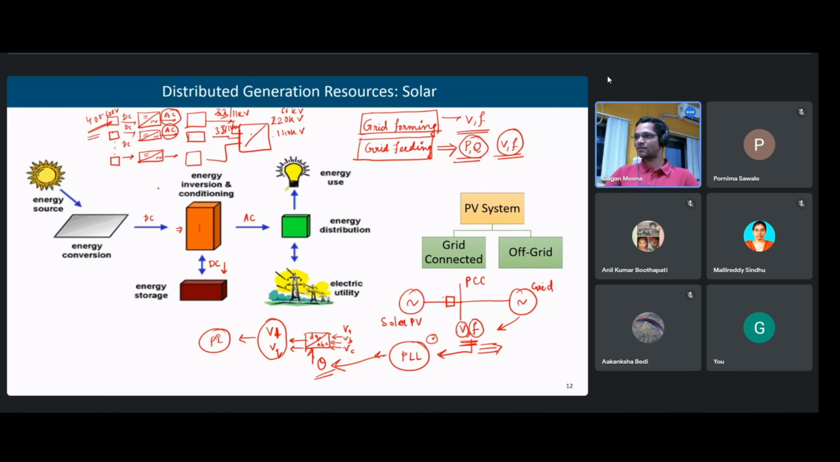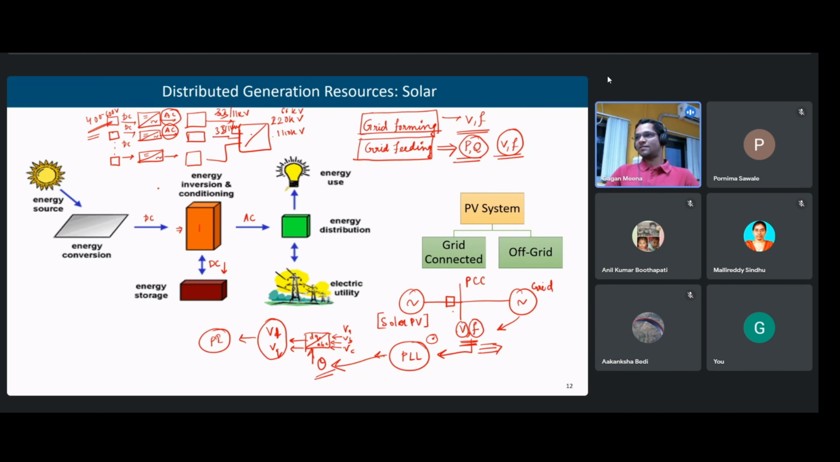Is it okay? Is it okay, Akansh? Yes, sir. One more question. If there is absence of a reference signal at that time, can a PV charge the battery?